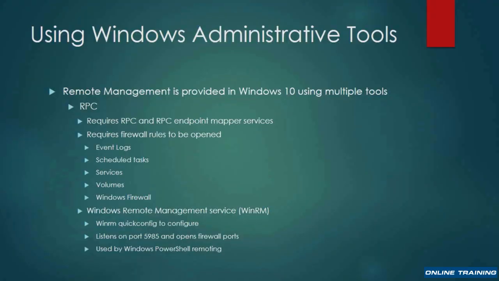On clients, this is not turned on by default. You would run the WinRM quickconfig command to turn it on. You could say WinRM QC as well, and that will turn on a listener on port 5985, and that will open the appropriate firewall ports so that you can run, predominantly, PowerShell scripts against that local machine.